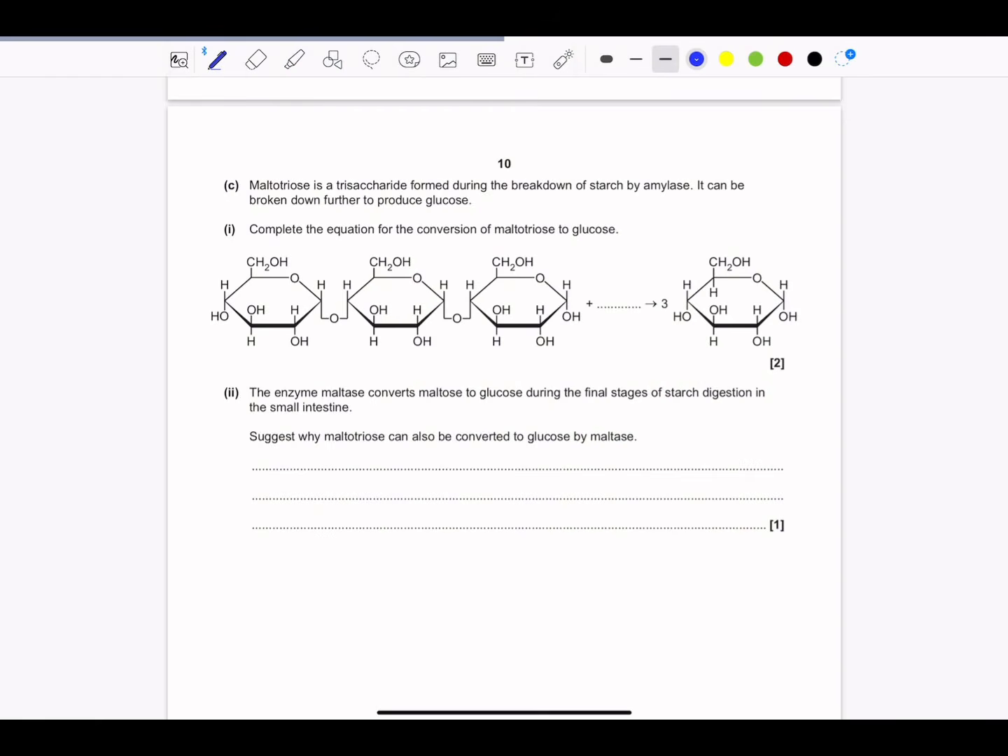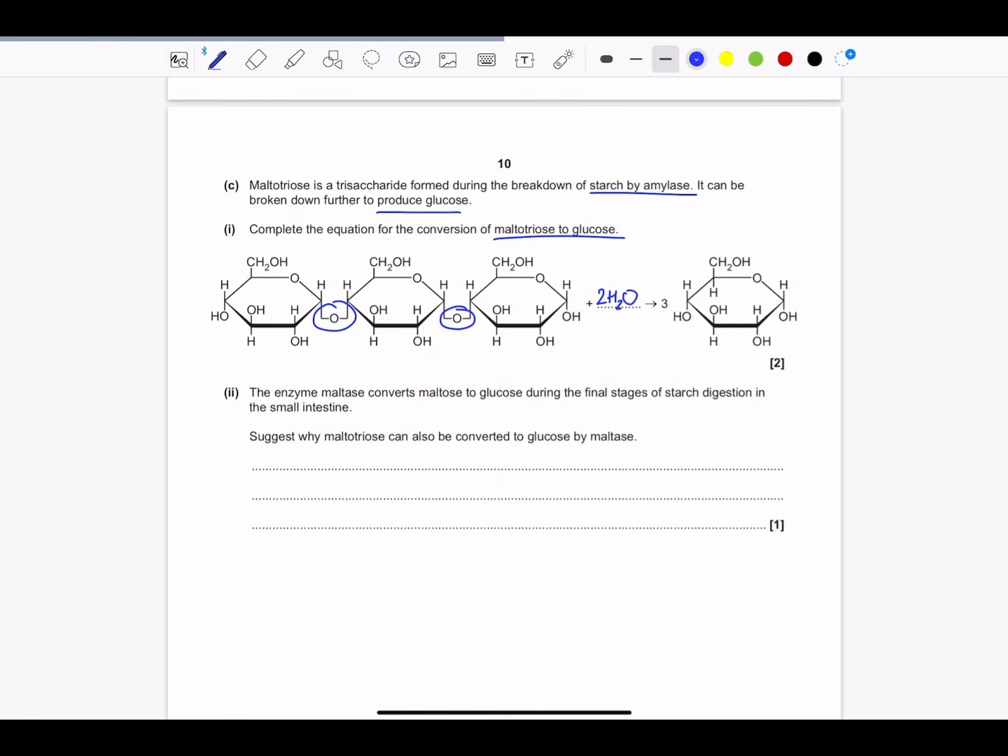Question C is maltotriose is a trisaccharide formed during the breakdown of starch by amylase. It can be broken down further to produce glucose. Complete the equation for the conversion of maltotriose to glucose. So in order to break this down, we have to hydrolyze 2 glycosidic bonds, therefore requires 2 water molecules.